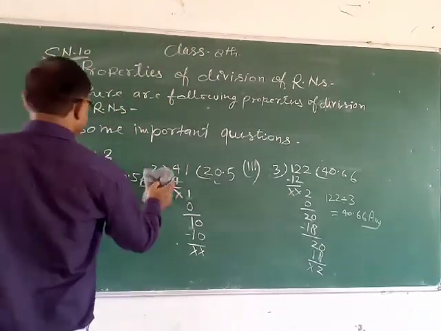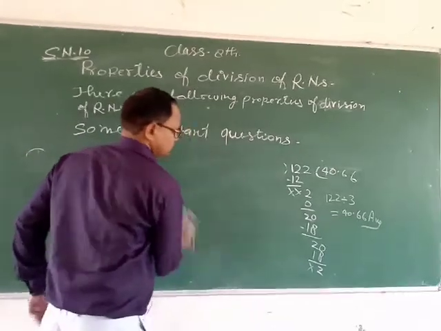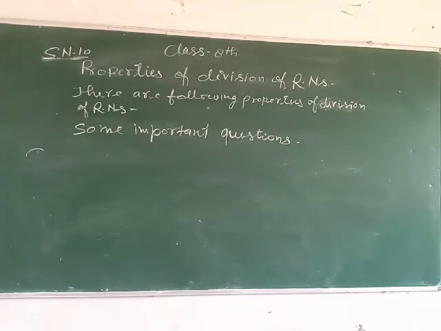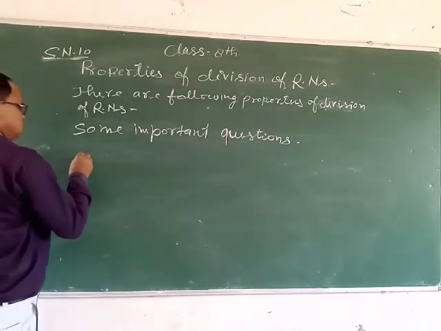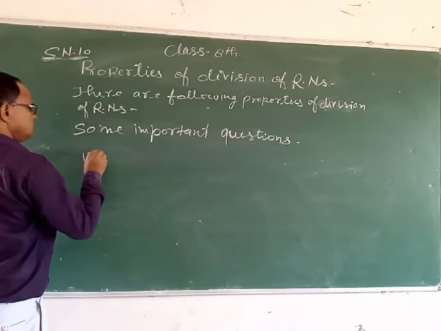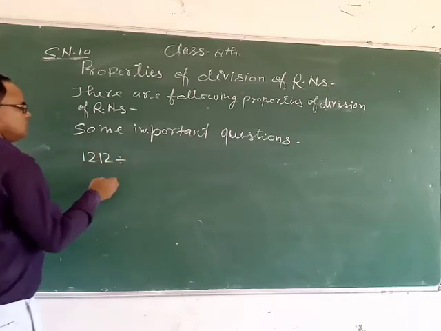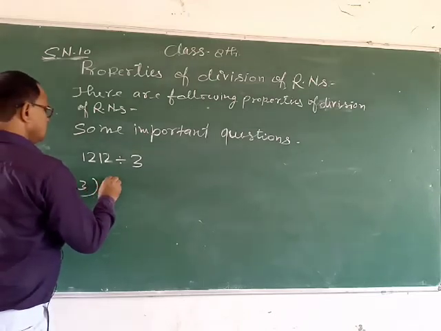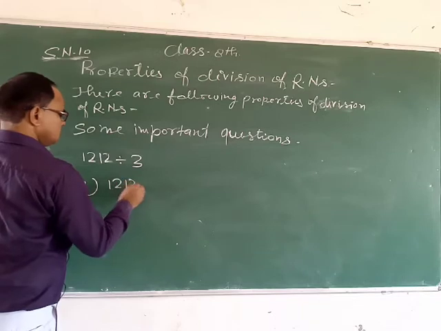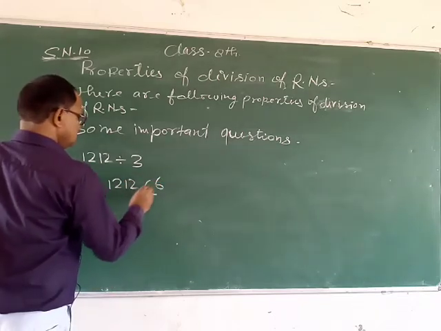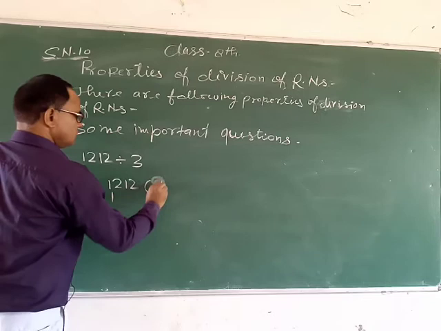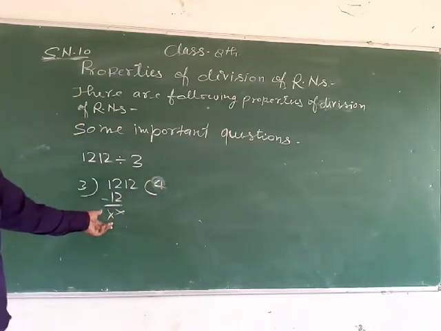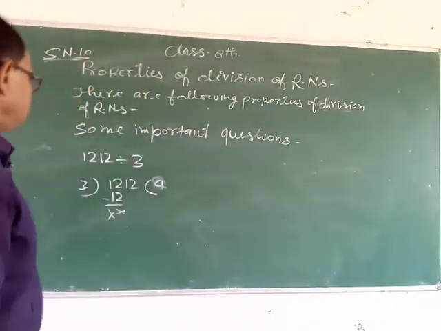And here if 12 divide by 3, in this case here 1212, 3 6 ja 3 4 ja, look here 3 4 ja 12. Here no remainder is found.